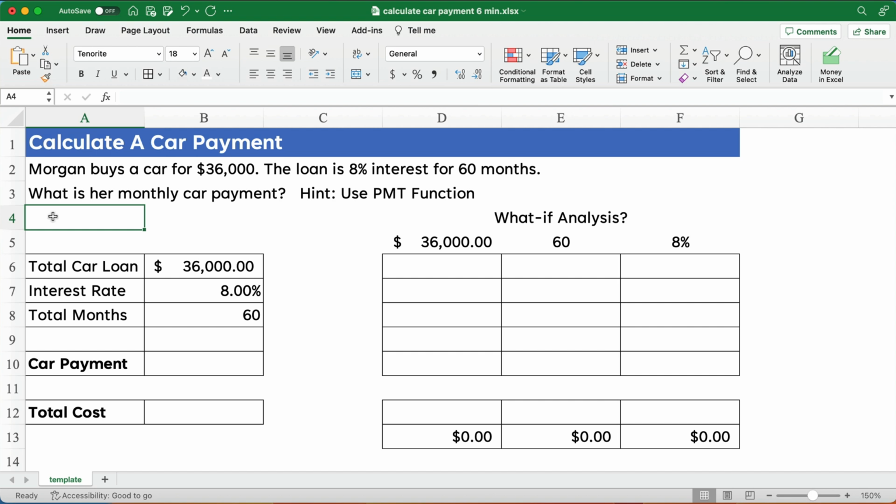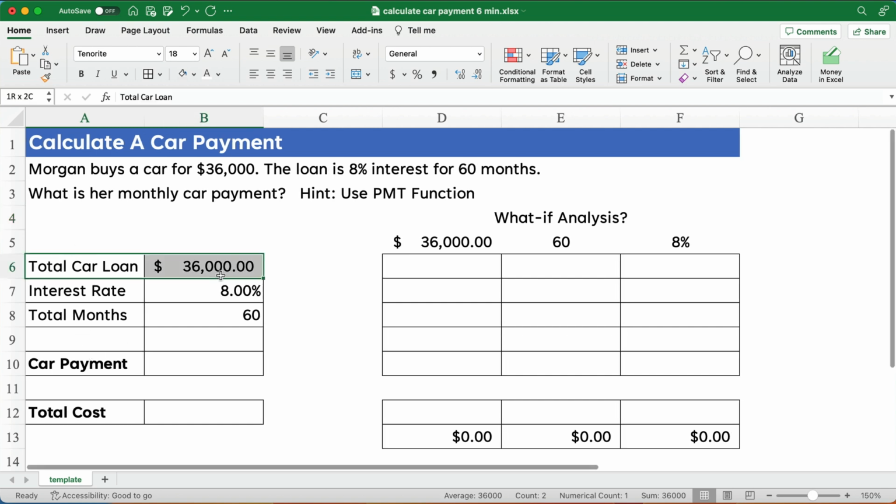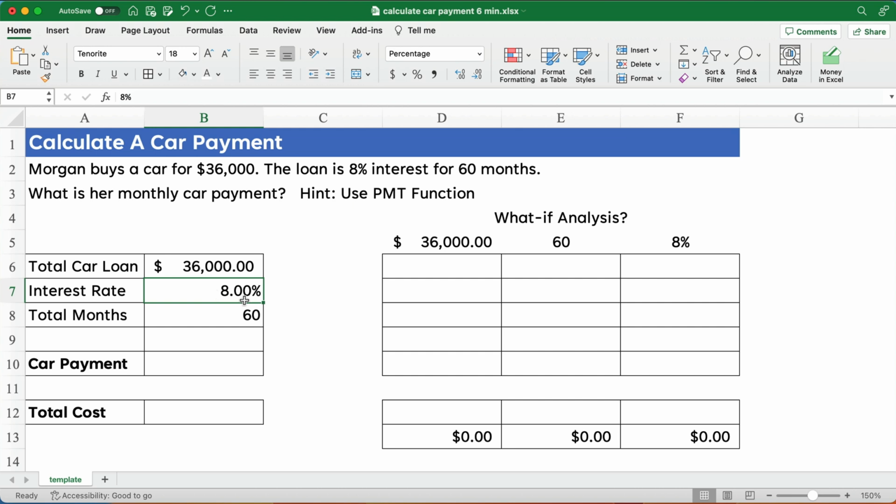Let's say Morgan buys a car for $36,000. Her loan is 8% interest for 60 months. That's a 5-year loan, 60-month car payments. So what is her monthly car payment? We're going to use the PMT function in Excel. All I've done is put the car loan is $36,000. The interest rate is 8%. Remember, that's a decimal, 0.08, so 8%. And the total months is 60.